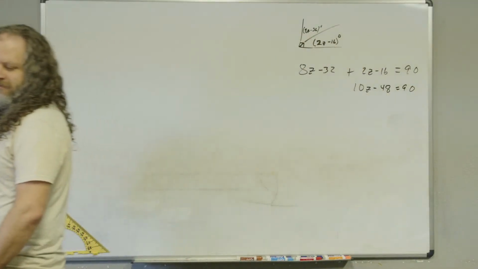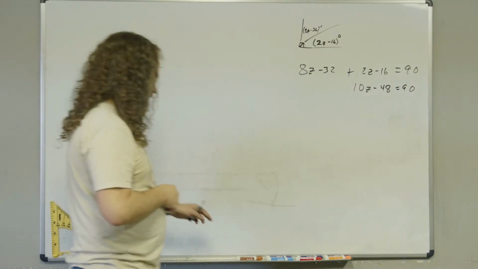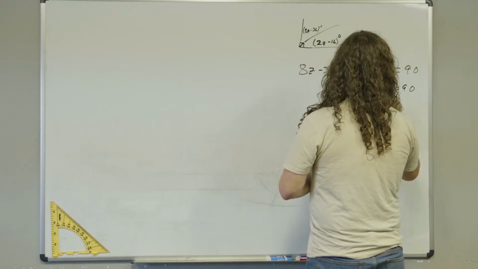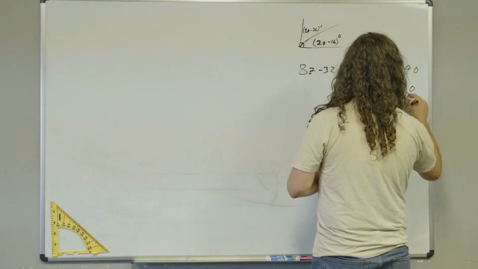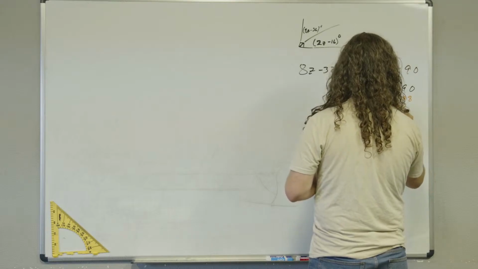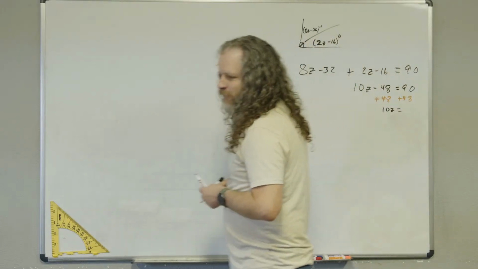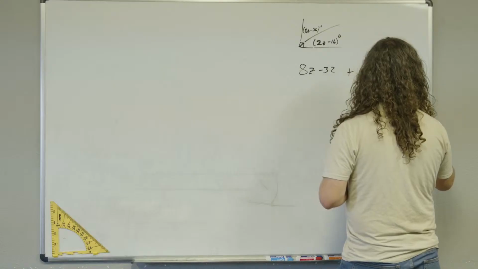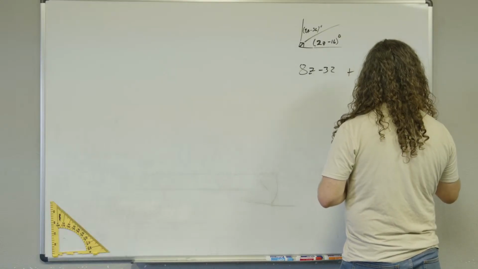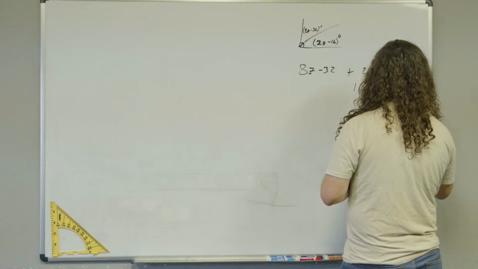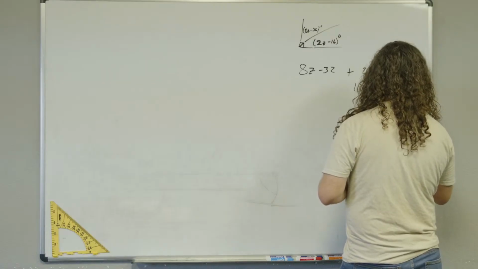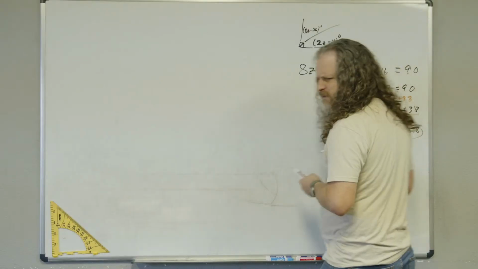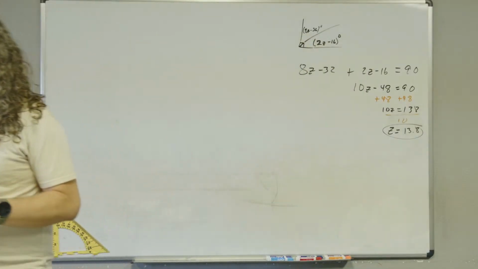Now what? Add 48. Sounds like a good idea. What's 90 plus 48? 138. Divide by 10. So z equals 13.8. I think that's what we're looking for, right? On solve for z. Yes.